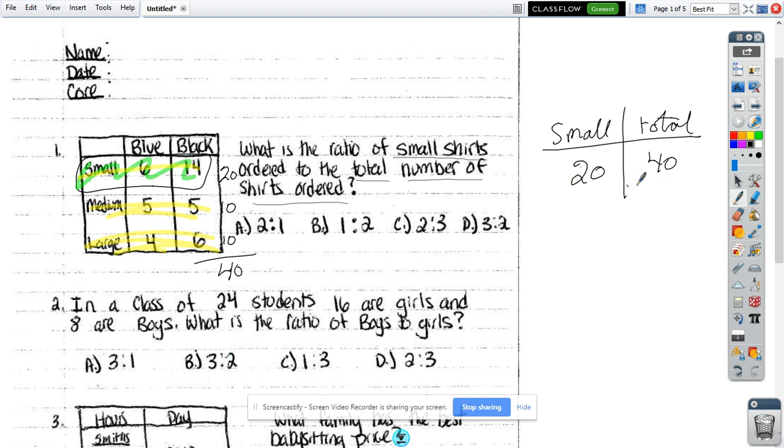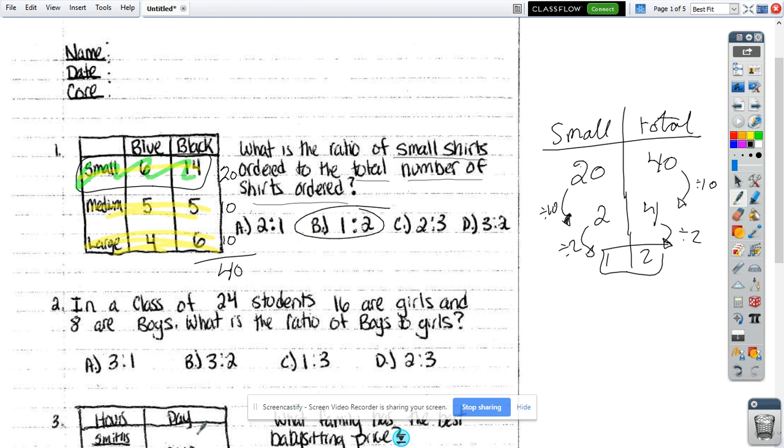So clearly 20 to 40 is not an answer, so we need to simplify. I know off the bat, since I have zeros, I can divide by 10. Here I can divide by 10, and so that's going to be 2 to 4. And then I can continue with the small to the total. Here I can divide by 2, here I can divide by 2. So 2 divided by 2 and 4 divided by 2 gives me 1 to 2. So my ratio is 1 small shirt to every 2 total. So that's going to be 1 to 2, B as my solution.